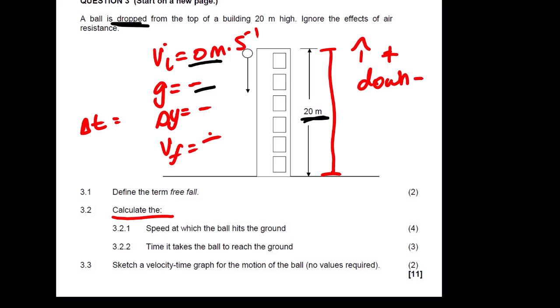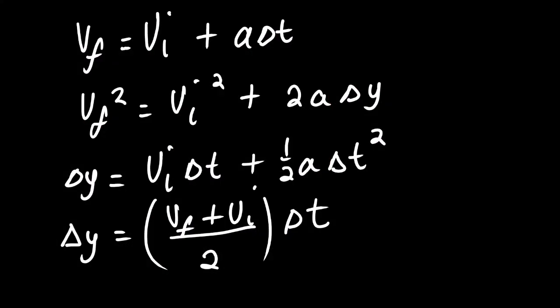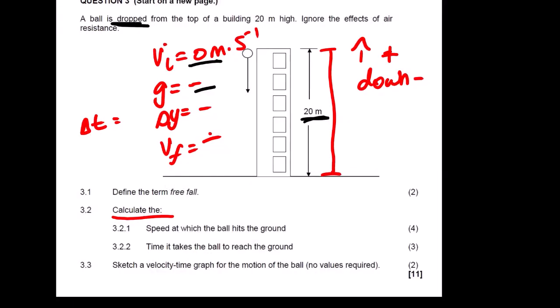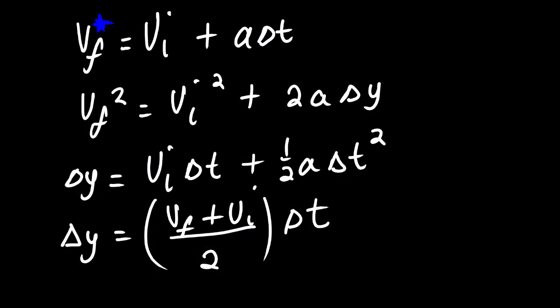So basically we have Vi, we have G, we have change in y. So we need to check which equation is suitable for this calculation. Looking at our equations, the first one, do we have Vf? No, we don't. So we cannot use this. Actually, let us look at the question again. Oh, we are actually looking for Vf. So let us look at the equation again. For now, this equation is safe. Do we have Vi? Yes. Do we have our acceleration? Yes. Do we have change in time? No. So this equation is out because we have two unknowns.